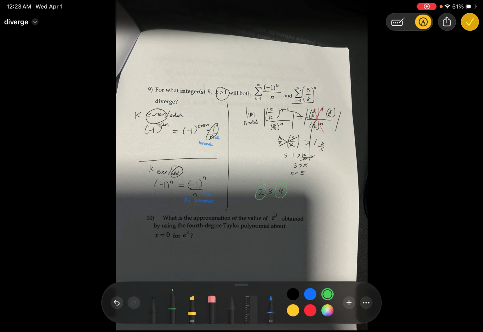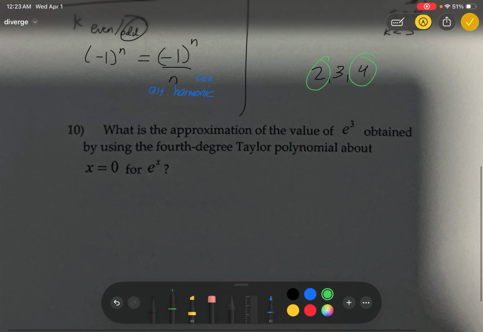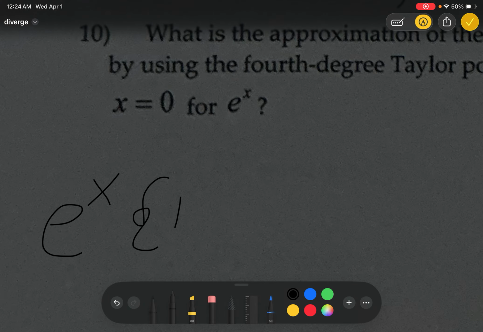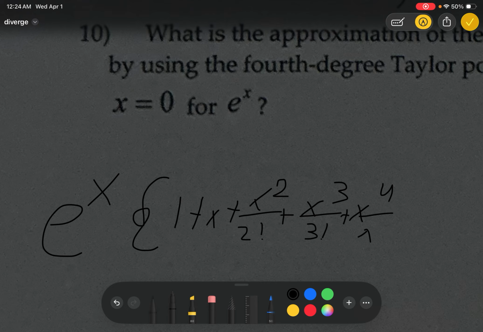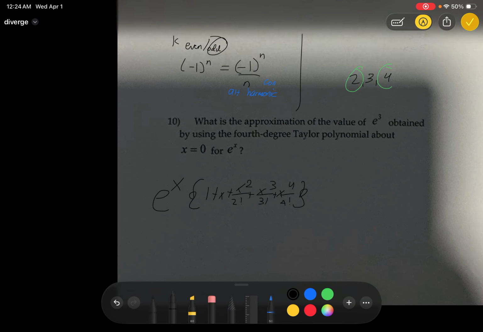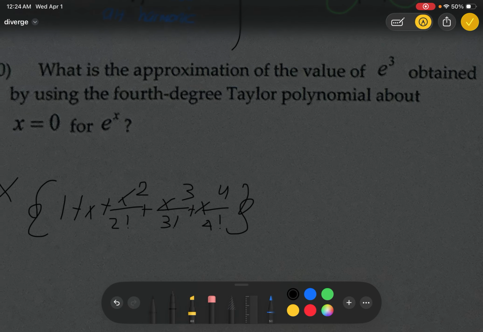Okay, this concludes question 9. Moving on to question number 10. What is the approximation for the value of e cubed obtained by using the fourth degree Taylor polynomial about x equals 0 for e to the x? Memorize this expansion. It's going to be 1 plus x plus x squared over 2 factorial. Since it's only asking for the fourth degree polynomial, we are only going to go up to x to the fourth over 4 factorial.